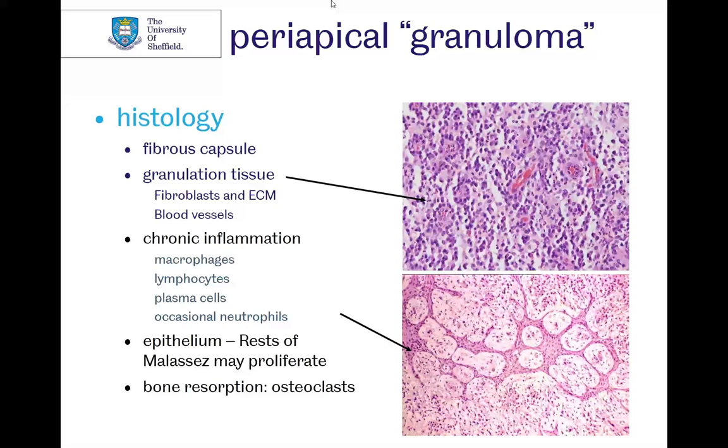The other thing which is important is this brings us back to our cell rests of Malassez, these little islands of epithelium. Because of the inflammatory mediators which are present, that epithelium will start to grow and divide, as you can see here. And eventually there can be so much of it that the islands of epithelium will break down in the center, and that's the starting point of a cyst, which is where we're heading to next. Round the periphery associated with the fibrous capsule will be osteoclasts, which are indicative of the fact that there is ongoing bone resorption in this area.